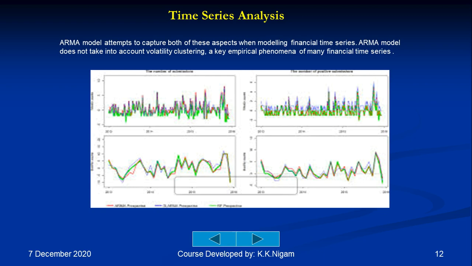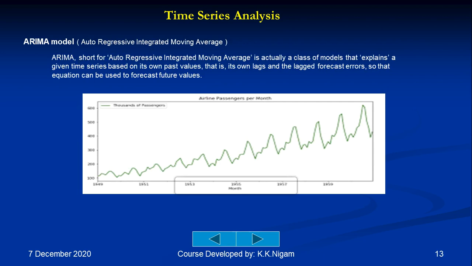ARIMA is another model, which is known as autoregressive integrated moving average. ARIMA, short for autoregressive integrated moving average, is actually a class of models that explains a given time series based on its own past values, that is its own lags and the lagged forecast errors, so that the equation can be used to forecast future values.